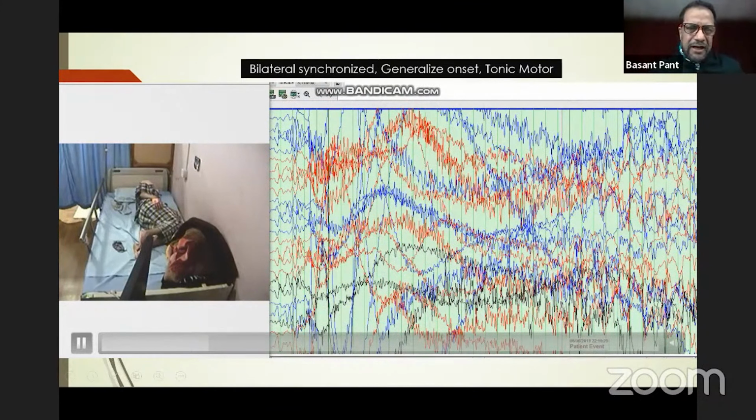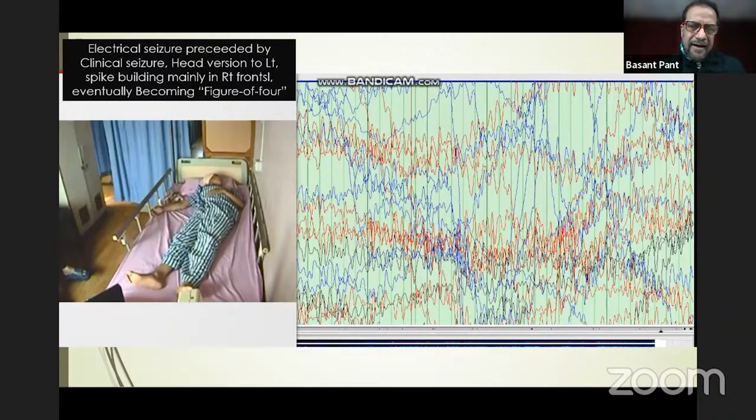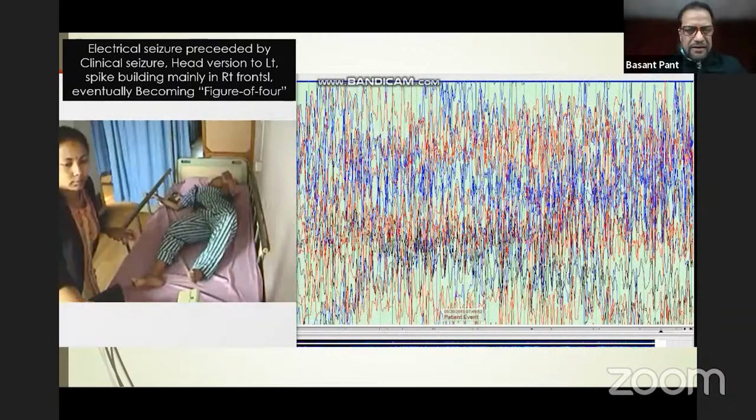But here, this man is already having an electrical seizure, but you don't see anything. And gradually he's turning his head towards the left. Then there is dystonic posturing of the left hand, he's feeling something in his left hand. And then he has almost generalization. So it's a right frontal seizure building up eventually with figure of four and then generalization. So you know where the epilepsy is starting from. Semiology, EEG, both are there.